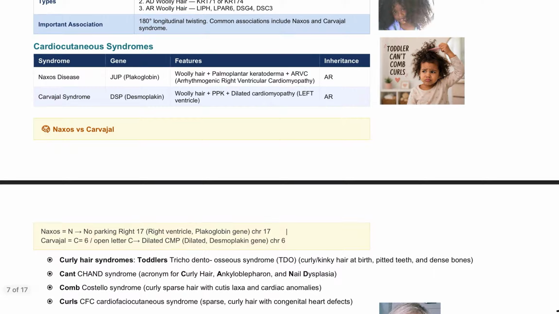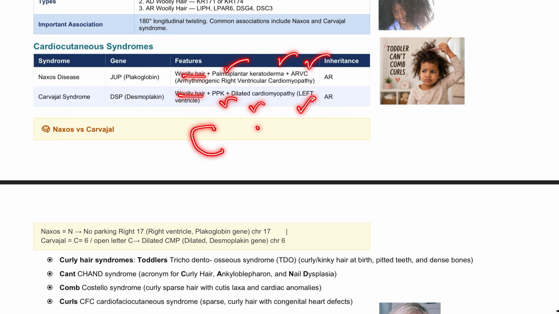Naxos is associated with no parking to the right. So we have to remember that the right ventricle is involved. Parking means the plakoglobin gene is affected on chromosome 17. Naxos and Carvajal are the cardiocutaneous syndromes which are affected in case of woolly hair. So both are characterized by woolly hair, but we have to differentiate on the basis of the gene affected, the chromosome affected, and the defect in the heart.